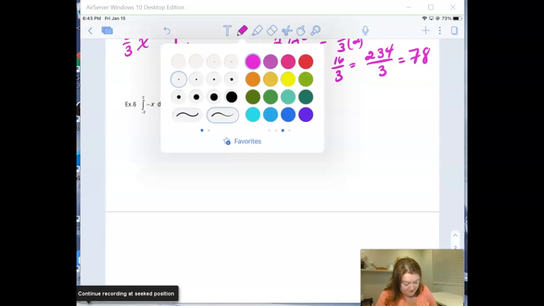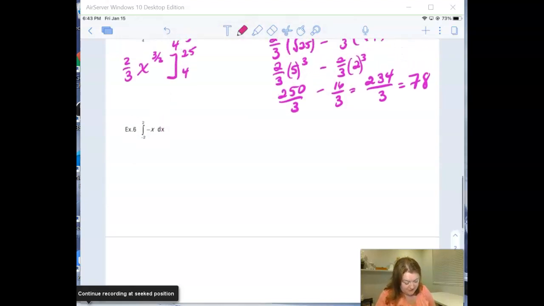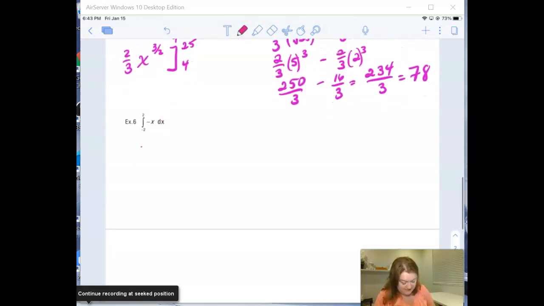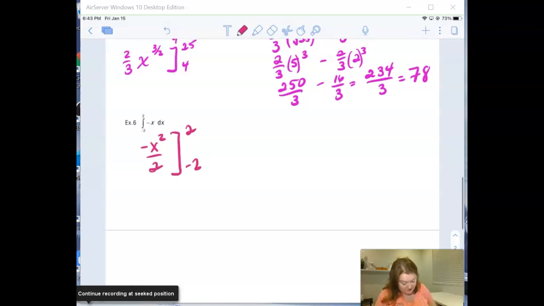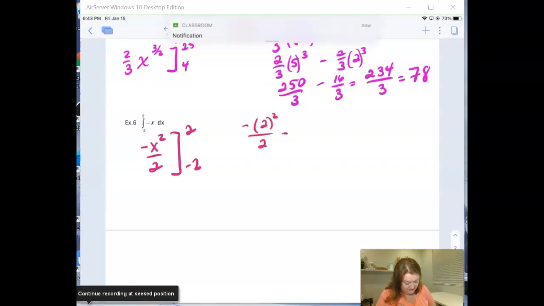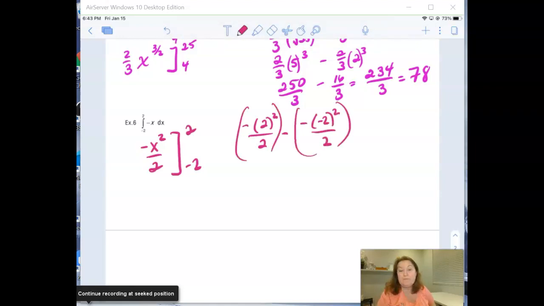All right, so for number 6, we're going to go and just do the mechanical part here. So this is going to be -x squared over 2. Brackets from 2 to -2. Okay, first step is we're going to plug in a 2. So the 2 goes in for the x. So that's going to be after the negative sign, 2 squared over 2, then a minus sign. Okay, and then I'm going to recopy what was there, which was a minus sign, then a -2 squared over 2. So it's going to look something like that.